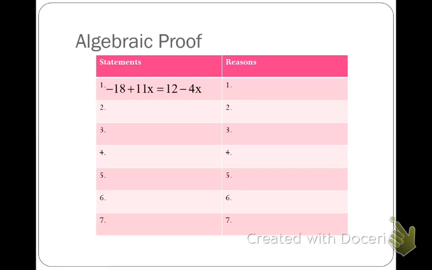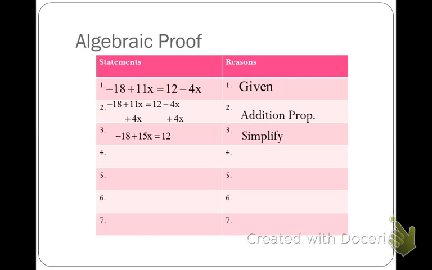Okay, pause the video if you want and continue to work, and then come back and start it again and check your answer. But this is what we're going to come up with. So this is given to you, right? Now, next thing we're going to do is add the 4x to both sides. And we get to do that because of the addition property. It maintains equivalent equations. Okay, when we simplify, we get -18 plus 15x equals 12.